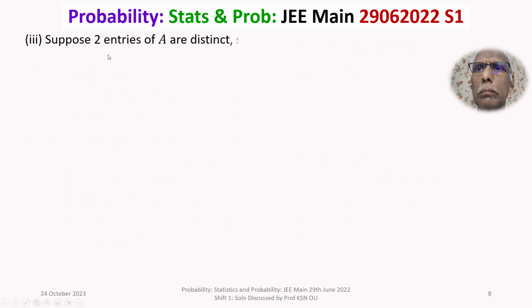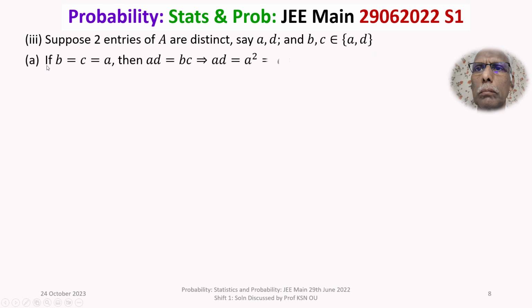Case 3. Suppose 2 entries of A are distinct. Say A and D are distinct and B, C belong to the set consisting of A, D. Subcase A: if B is equal to C is equal to A, then AD is equal to BC gives AD is equal to A square, and cancelling A on both sides, A is equal to D, which is a contradiction. A and D are distinct.